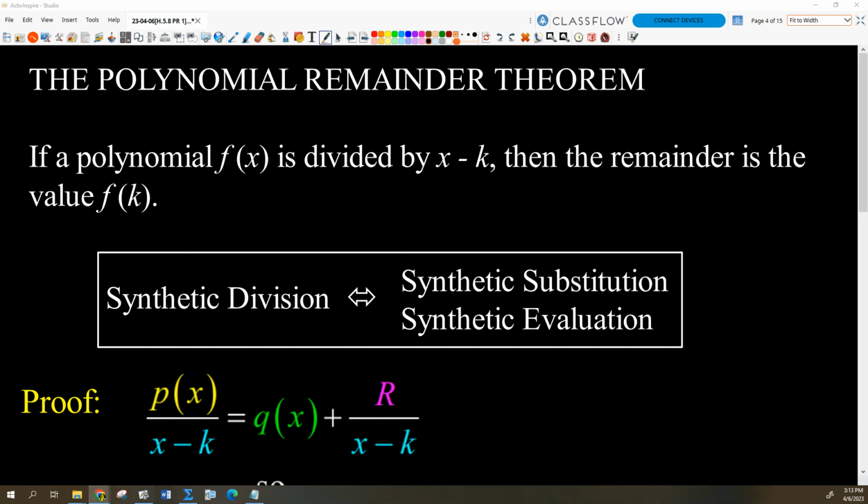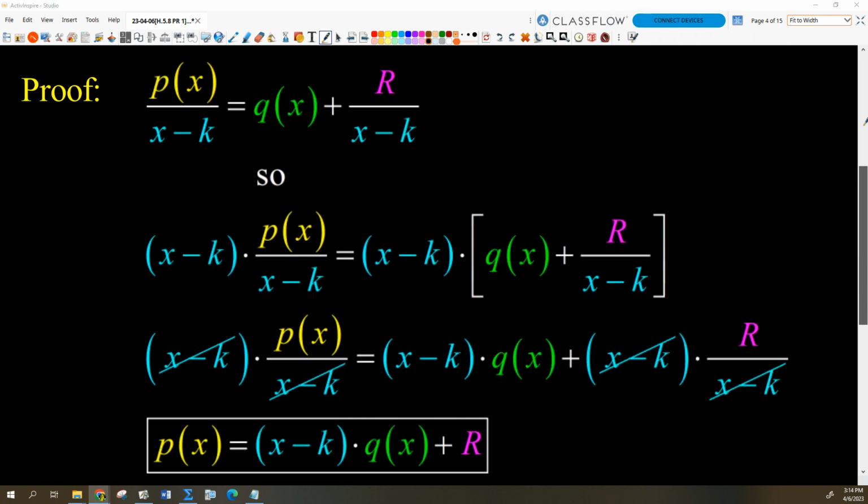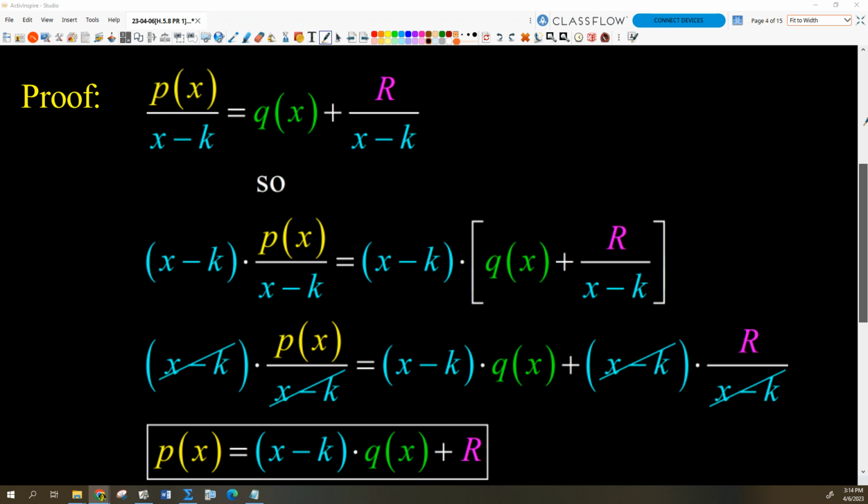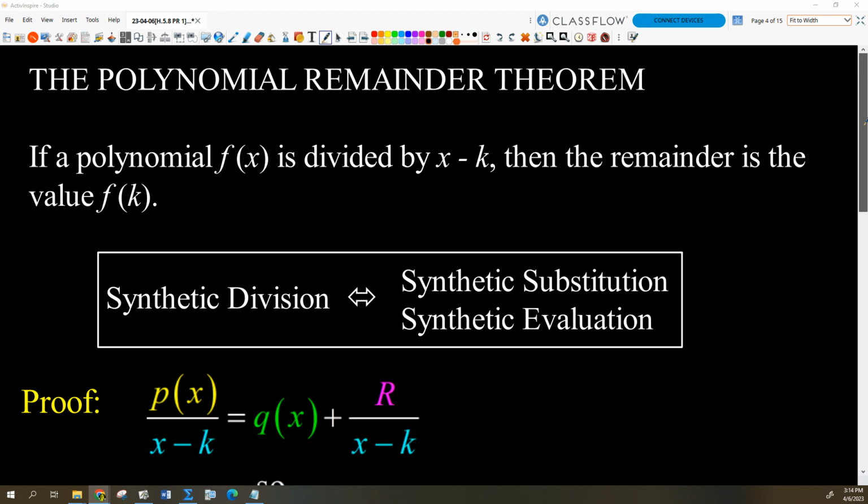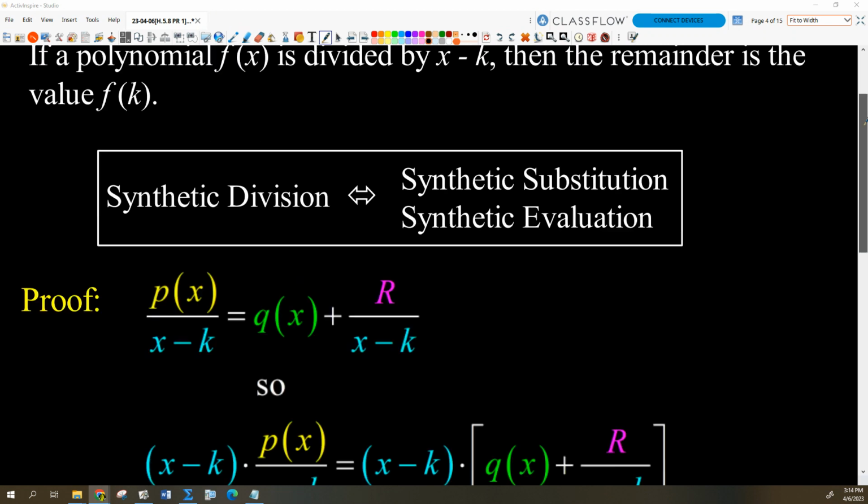So let's look at a proof of what I just showed you. It's important for you guys to see some proof every once in a while. We don't do enough proof probably in high school anymore, but we're going to do a little proof today. You guys are going to see this. Let's just walk through this. We want to prove this polynomial remainder theorem.